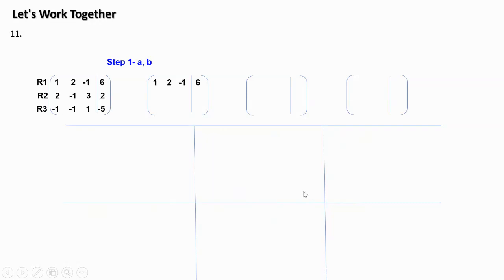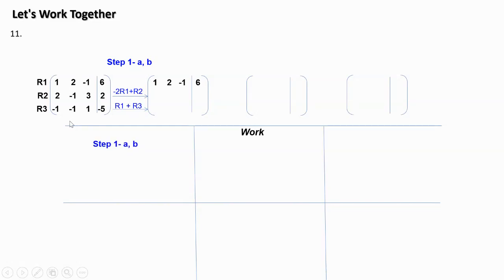Okay, now let's do one together real quick. We keep row 1, so we're going to change row 2 and row 3. So I'm going to multiply -2 times row 1 and add it to row 2. And I'm going to add row 1 plus row 3.